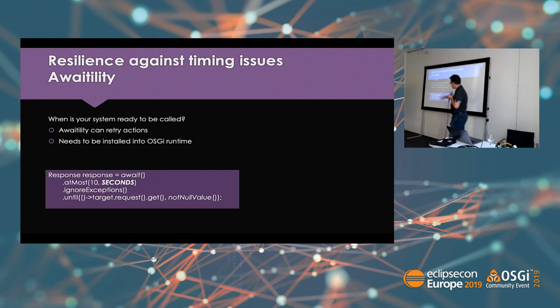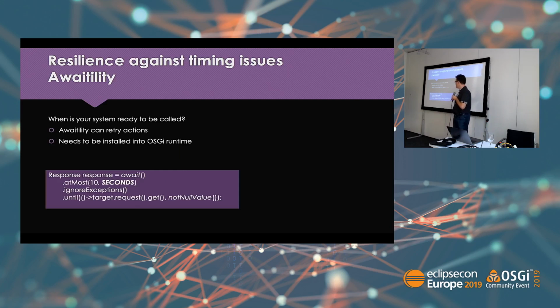And then in the until, you specify what should happen. So you simply create a closure, for example here, target.request.get, and you also tell it when is it good. Of course, when an exception happens, it repeats, but you can also say a null value is also something that is saying that it's not yet done. So here I say repeat until target get is not a null value.